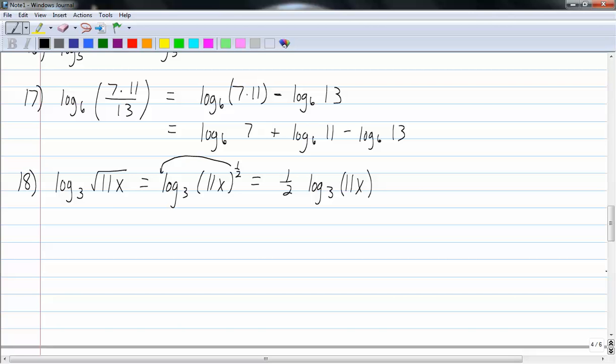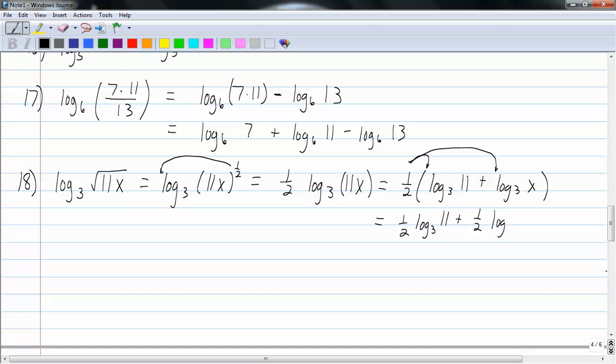Now that I've applied the power rule, I can now apply the product rule. All right, so this is 1/2 times, and that 1/2 is going to be times everything that I do now, because it's in front. It's 1/2 times log base 3 of 11 plus log base 3 of x. Now, if I look down there for my answer, I don't see it, not right away anyway. What they did on their choices, they took the 1/2 and distributed it back times both logarithms. So they have 1/2 times log base 3 of 11 plus 1/2 times log base 3 of x. That is B, as in beta.